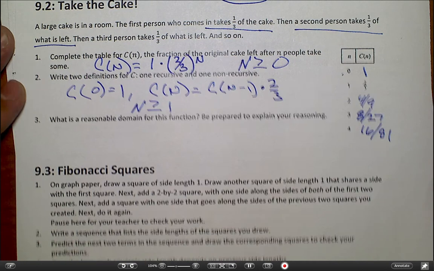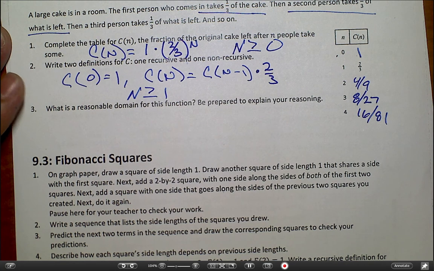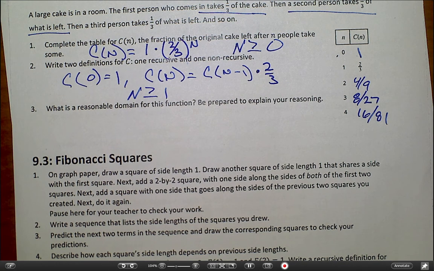All right, so let's take a look at 3. What is a reasonable domain? Now, domain means what values of n am I going to use?